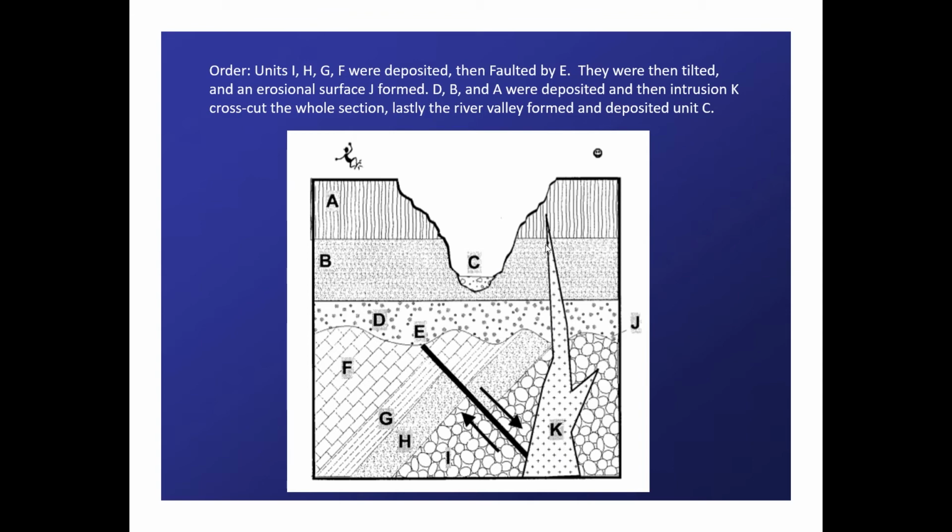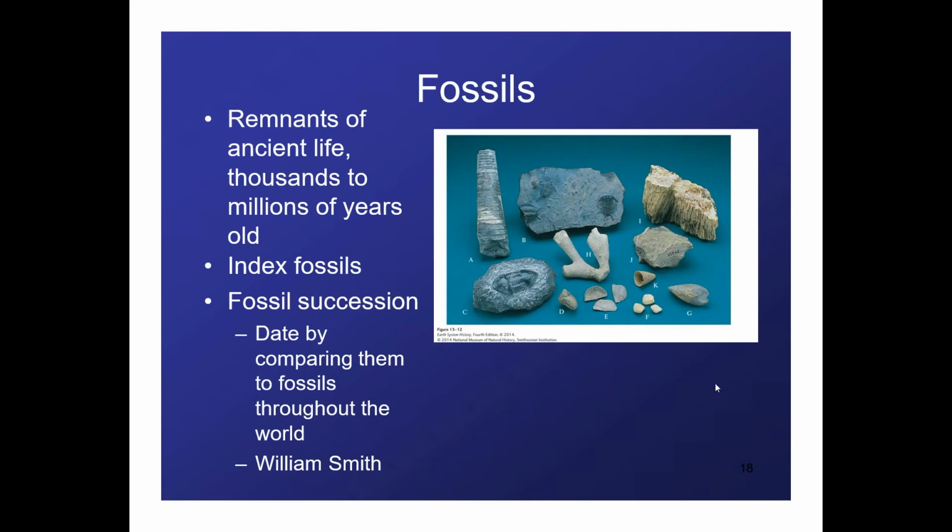Now, K actually could have intruded even after the river valley formed. There's no way to tell for sure between the two. So if you had K after the river and C, that's fine as well. Okay. So that's cross-cutting relationships for you.